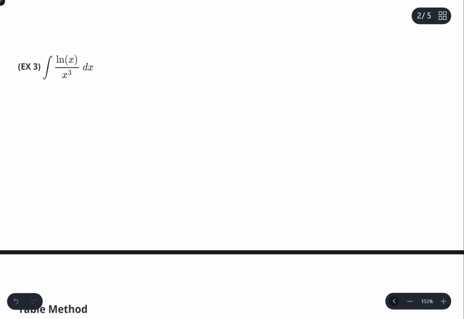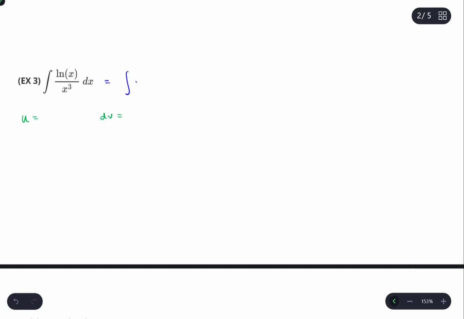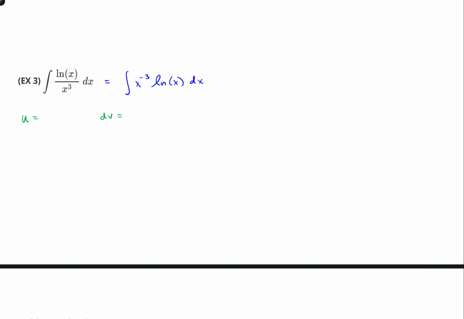Let's look at another example. All right, here I have the natural log of x divided by x cubed. All right, so we obviously need to pick values for u and dv. So the parts here that I have, essentially, actually I could just rewrite this as x to the negative third times the natural log of x. And then that ensures that I can see my product that I'm working with here.